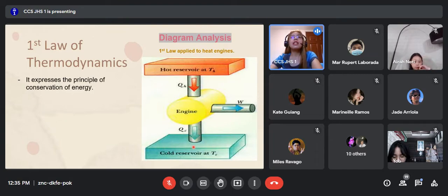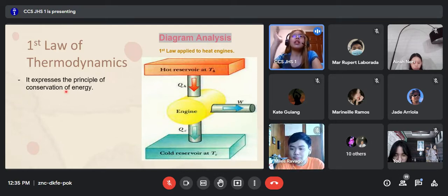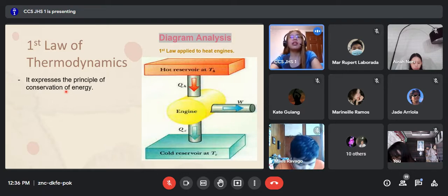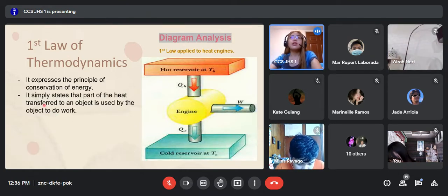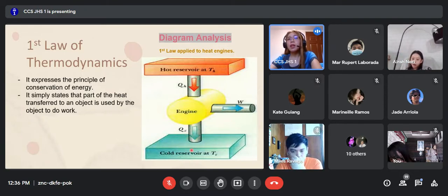In the first law of thermodynamics, it expresses the principle of conservation of energy. The first law of thermodynamics is similar to what we know as the conservation of energy. It states that energy can neither be created nor destroyed. It can only be transformed from one form to another. It simply states that part of the heat transferred to an object is used by the object to do work. Not all the heat input is converted to work. The rest becomes waste, and that is distributed to the environment. We call that the cold reservoir.